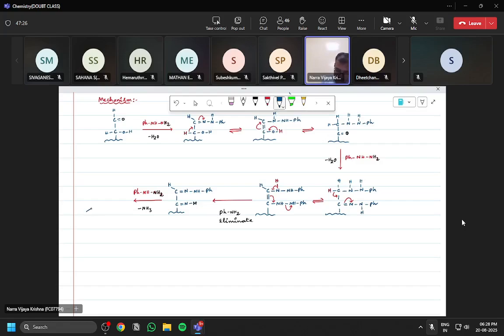This carbon chain length remains as it is. This is a carbon, double bond N. From here and here NH3 is eliminated. So what is left? NH phenyl. So I am writing that NH phenyl.